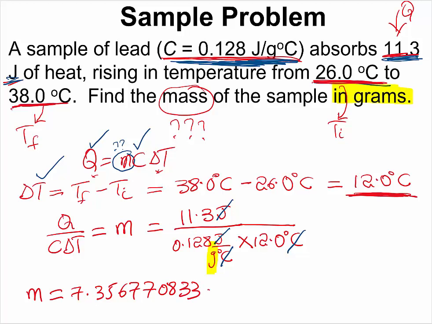7.35677 grams. But we know we need to round it appropriately. All the measurements given to us are 3 significant figures. So this will be rounded to 7.36 grams.